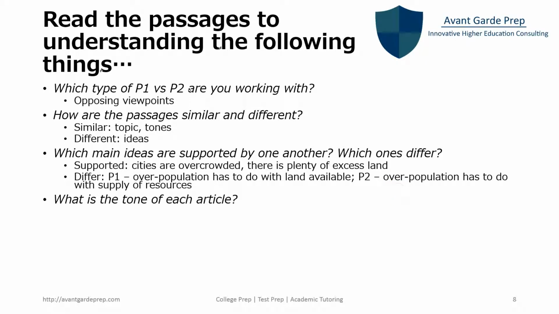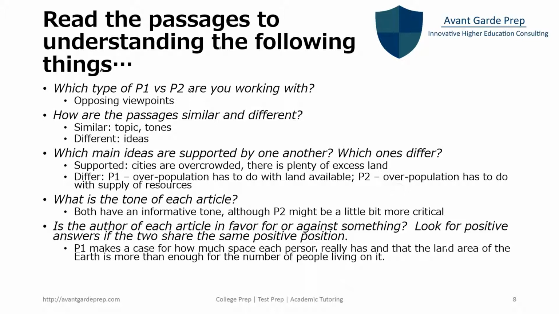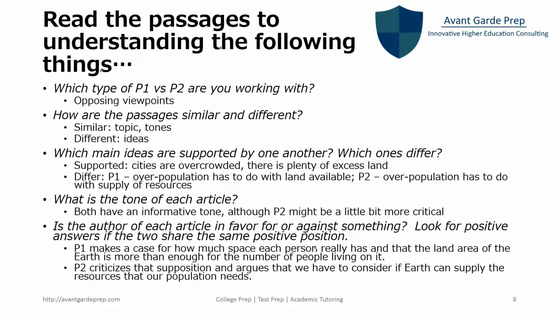What is the tone of each article? Like I said, both have an informative tone, although passage 2 might be a little bit more critical than passage 1. Is the author of each article in favor of or against something? Try to find a connection. Passage 1 makes a case for how much space each person really has and that the land area of the earth is more than enough for the number of people living on it. Whereas passage 2 criticizes that supposition and argues that we have to consider if Earth can supply the resources that our population needs.